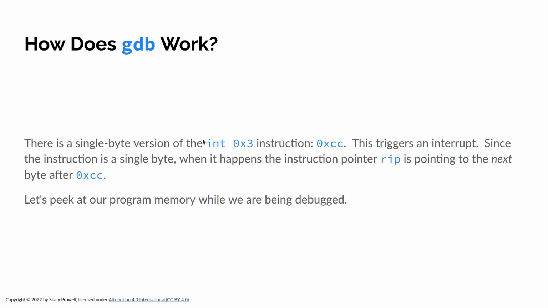So int3 is unique because there's a special single byte opcode devoted to int3, and it's this one, CC. And obviously, it's an interrupt instruction, so it triggers an interrupt. Since the instruction is a single byte, whenever the interrupt happens, the instruction pointer RIP is holding a pointer to the next byte immediately after CC. So if you wanted to know where the interrupt happened, you would just subtract 1 from RIP, and you would know the address of the interrupt. And there you go. So we can peek at the program while being debugged, and maybe we'll find out if GDB is actually using that.